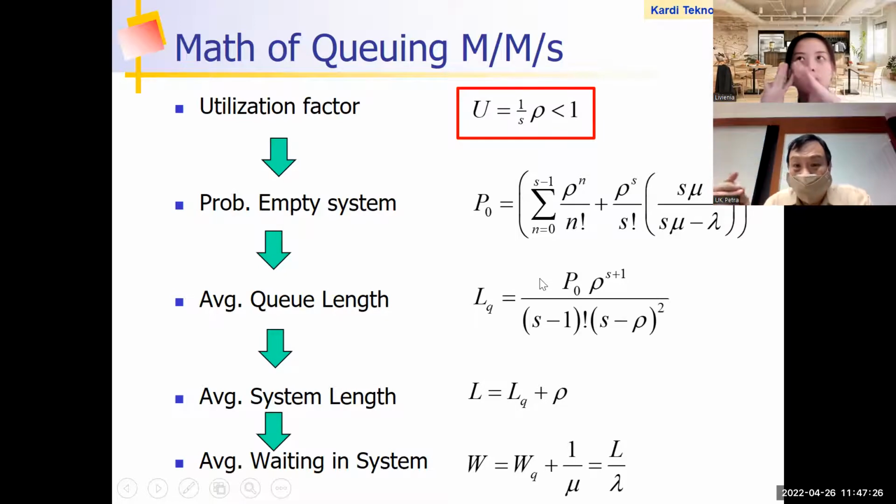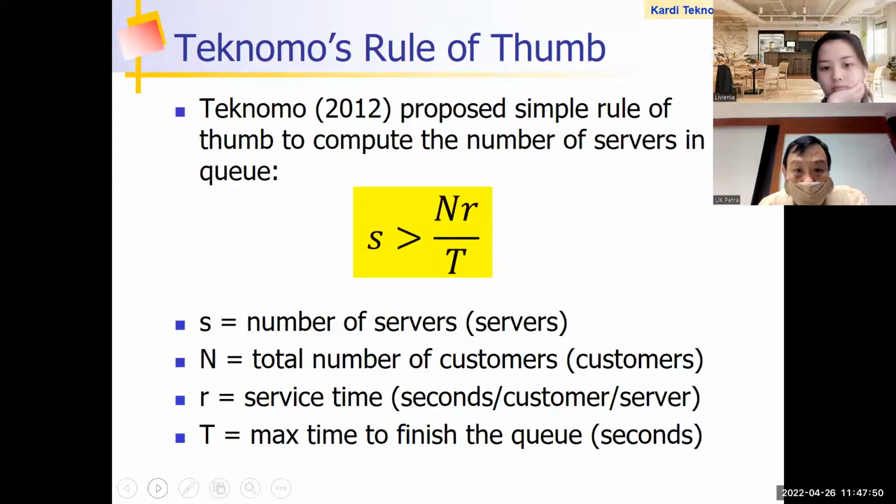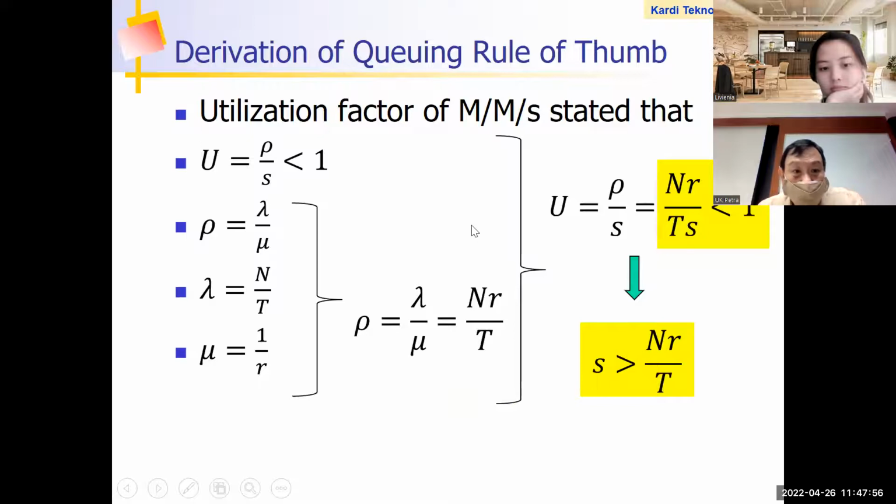My point is, look at this: U equal to 1 over S times rho, less than 1. This is the one that I use to derive the queuing rule of thumb. Okay, so you know that rho is equal to lambda per mu, right? Okay, so here it is. So you know U is less than rho over S from M/M/S a while ago, right?